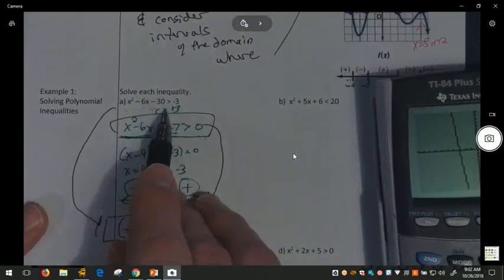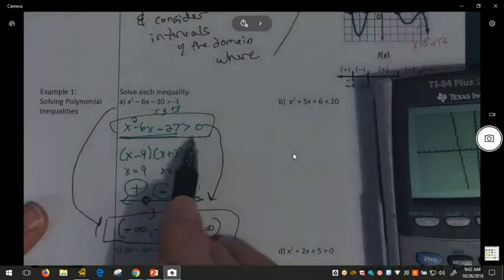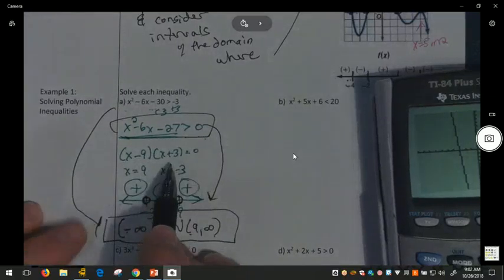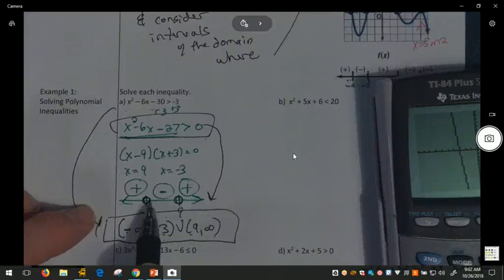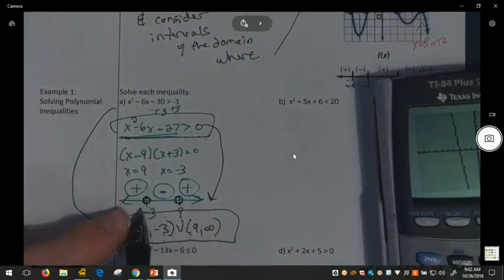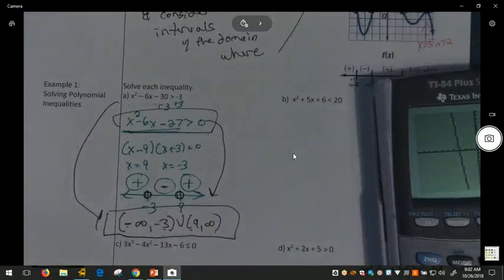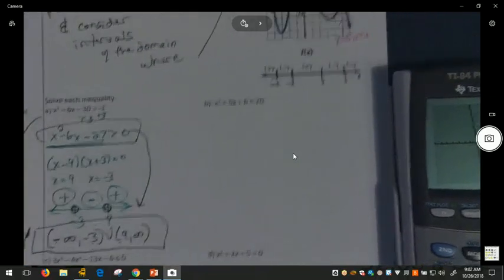If this were less than 0, then I would have picked the interval between negative 3 and 9, again with parentheses, not brackets. The only way I would put brackets on is if I had closed circles on my sign chart because this had an equality bar. Let's take a look at letter B.